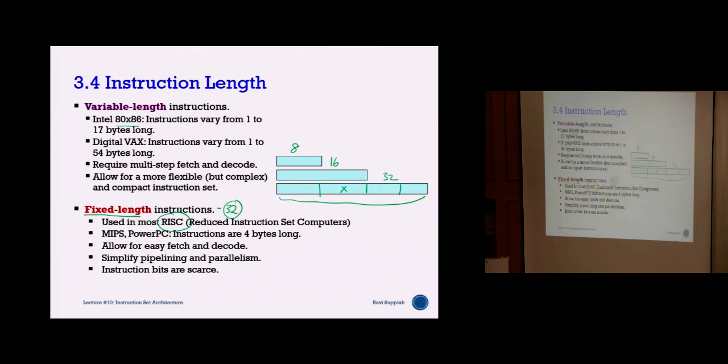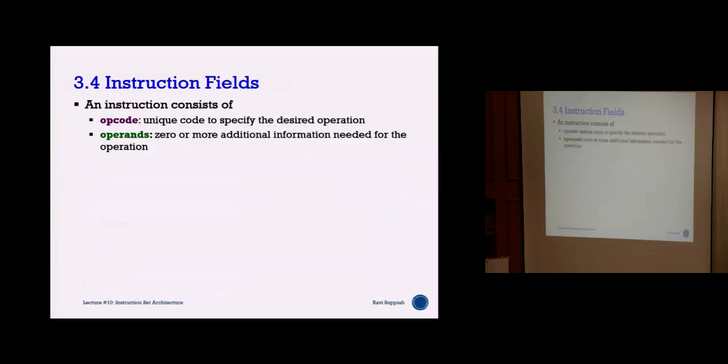Correct? So it's a fixed length, so there's no confusion there. So in terms of architecture design, it's a lot easier and faster to decode your instruction. And also it simplifies other things like pipelining and so on that we will study in the future lectures. Okay, there's also hybrid instruction where you can have variable and fixed. So these are just to show you the variations that we can have.